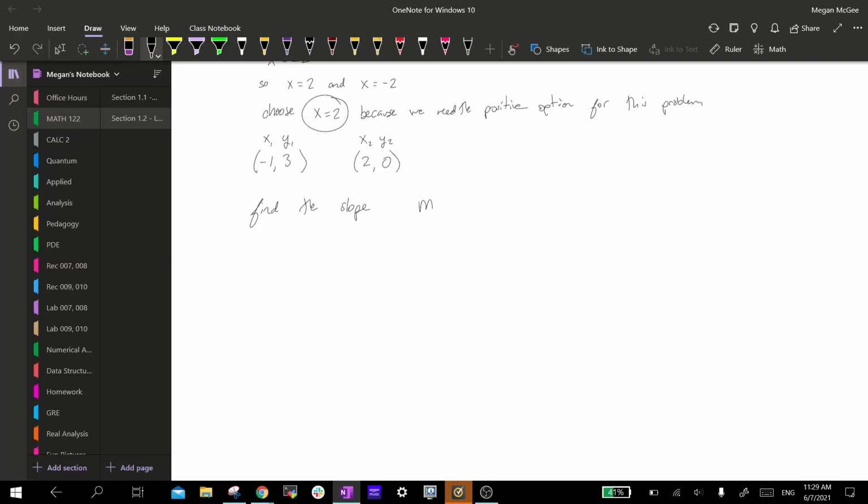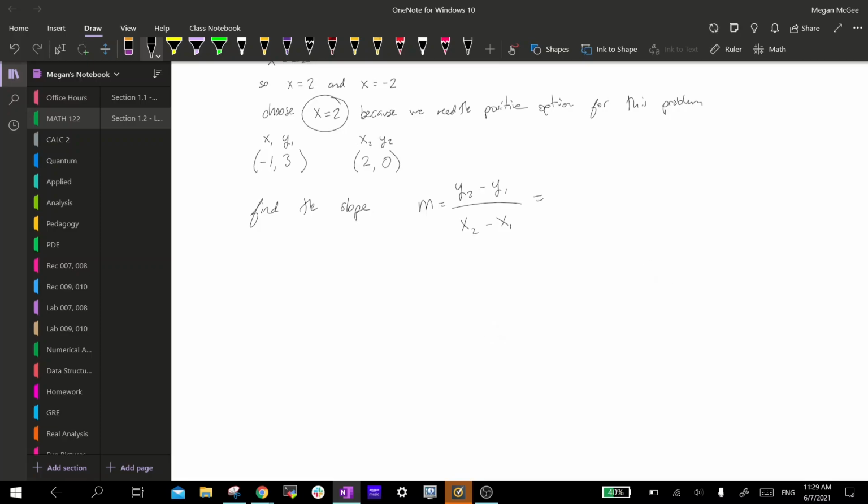Alright, and remember, we have our difference quotient. So it's our y2 minus y1 over x2 minus x1. And it doesn't matter which set you choose to be 1 and which set you choose to be 2. Okay, all that matters is your x sub 2 and your y sub 2 are together, and your x sub 1 and your y sub 1 are together. So that's why I like to write it down to help me keep it straight.